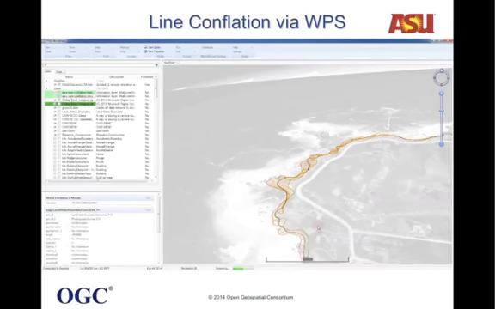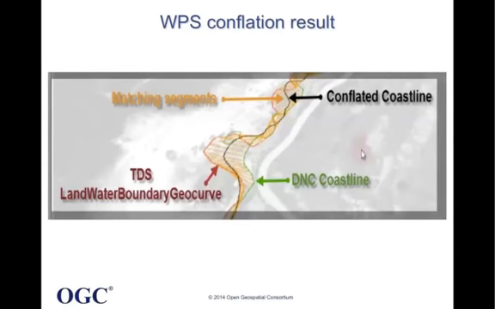If we look more into the detail, if we zoom in, we can see that we have the TDS, which was one of the original sources, and the DNC, and then we have the black line, which is the conflated coastline, and we can see the orange transects that show the two points that were conflated from the original sources.